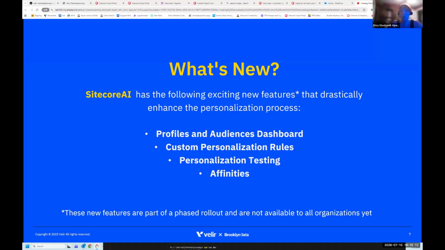What I'm about to share with you is not yet publicly available, but is part of a phased rollout and is coming soon. The new features include the Profiles and Audiences dashboard, native Sitecore AI custom personalization rules, rule testing, and affinities.